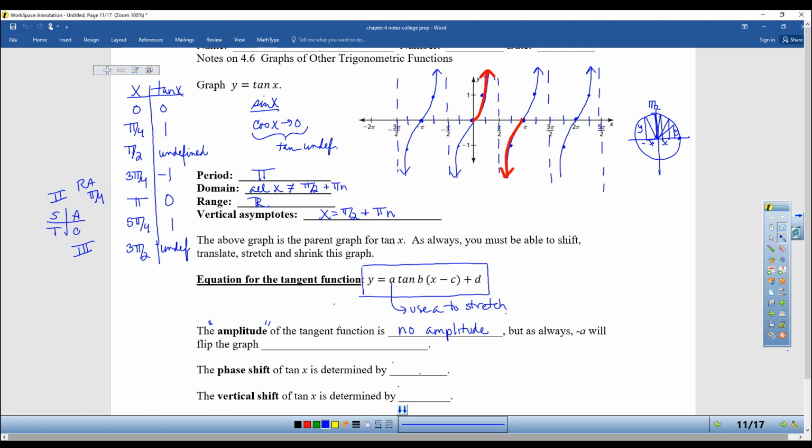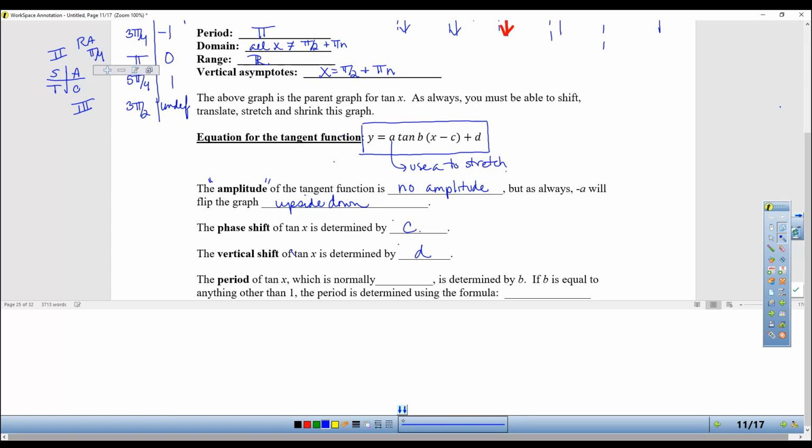But as always, negative A will flip the graph upside down. Okay, so you're not going to have an amplitude for tangent, but we are still going to use that A kind of like an amplitude. The phase shift is determined by C. That didn't change. The vertical shift is determined by D. That didn't change.